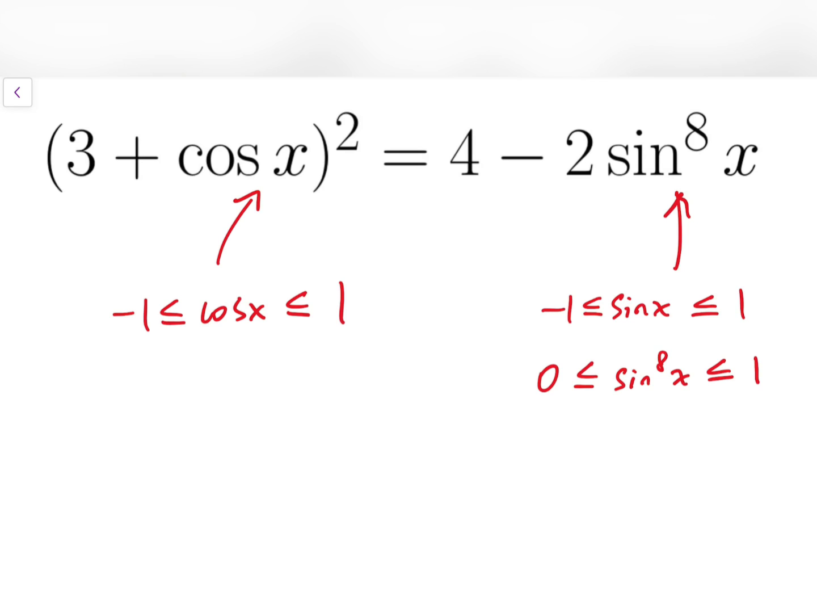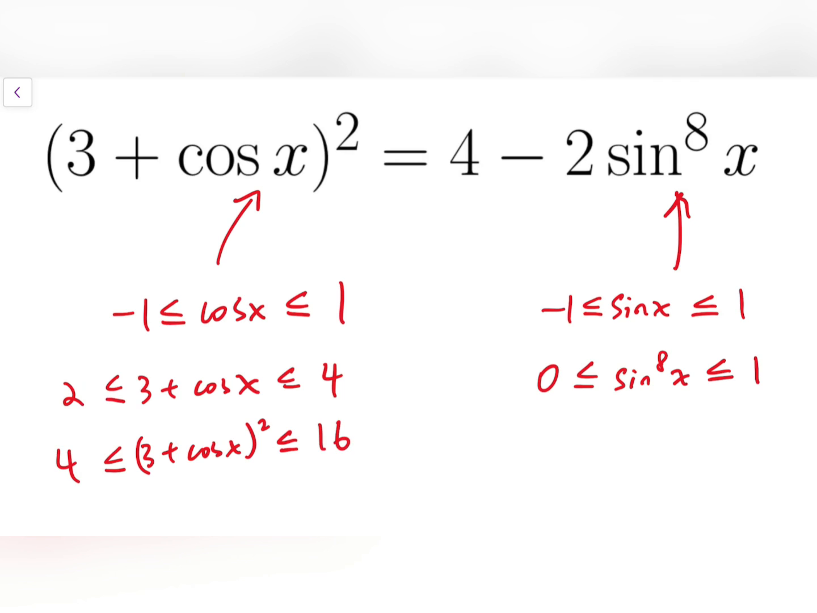And from this, we can say that 3 plus cos x on the left-hand side is between 2 and 4. Now, it must be positive. So if I consider this expression squared, we just square the boundaries, and we have the left side to be between 4 and 16.